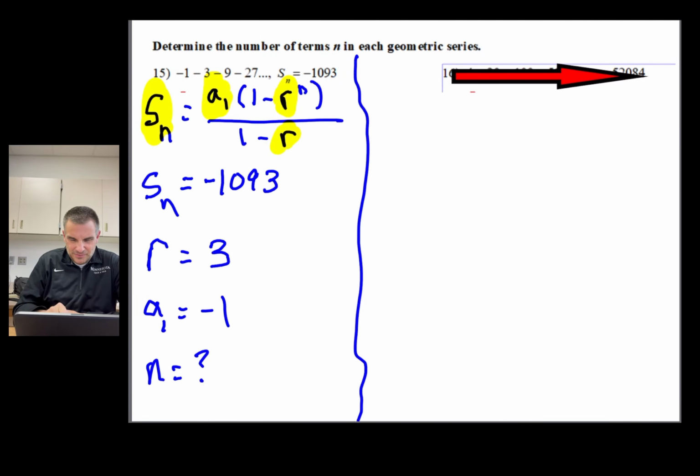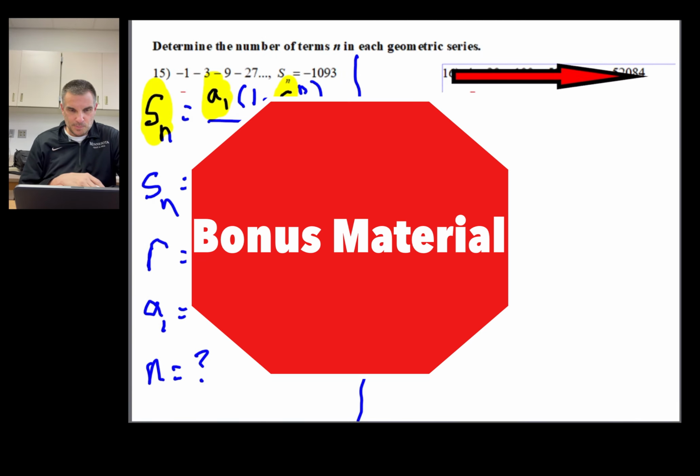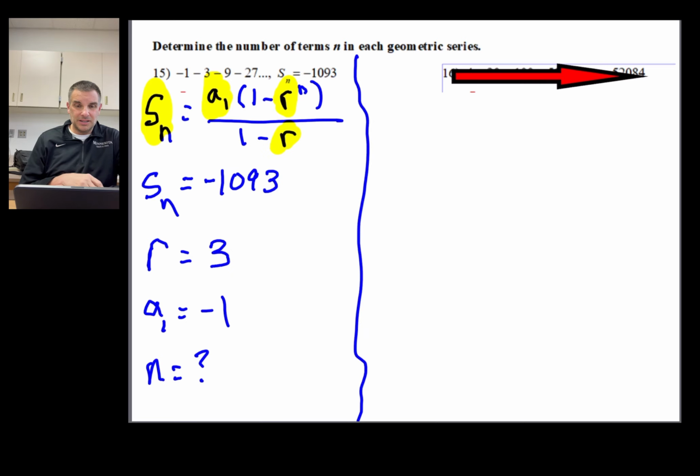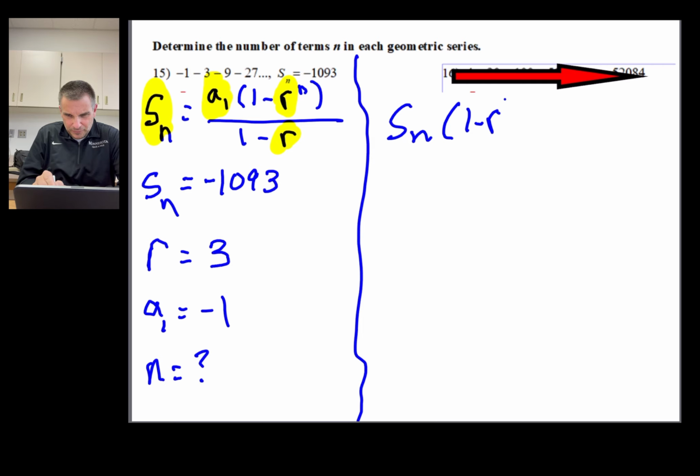I'm going to solve this for n. Well, the first thing I'm probably going to do is take S of n times... You know what? That's kind of a thought, but it's not going to be the easiest thing to do. I mean, we could do it. We would go S of n times 1 minus r. That's going to equal a1 times 1 minus r to the n.